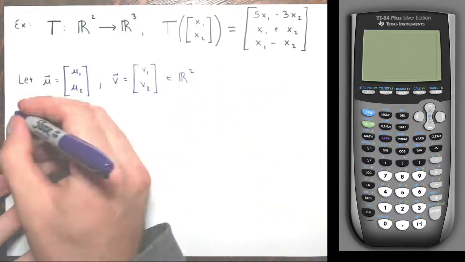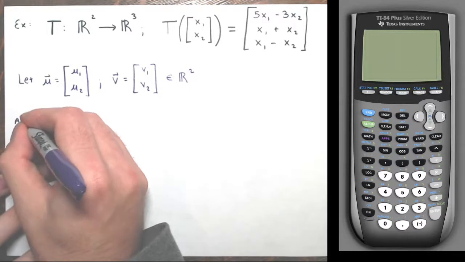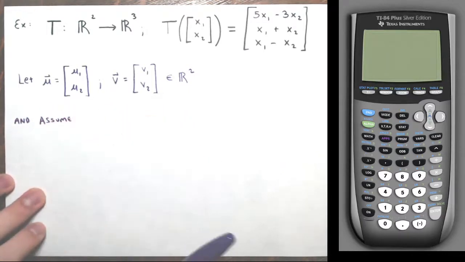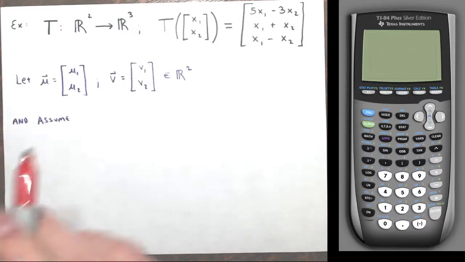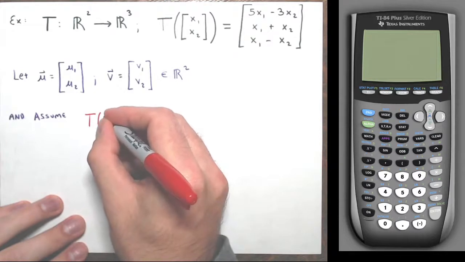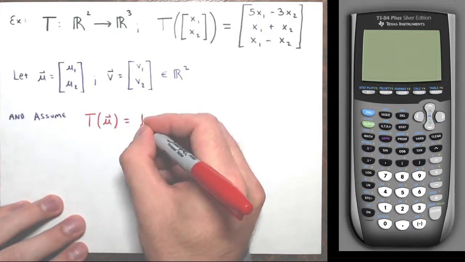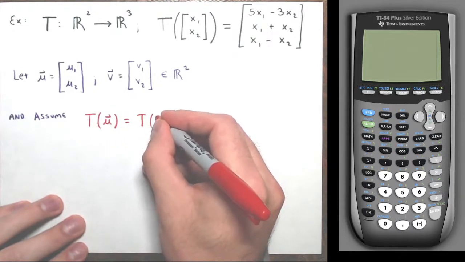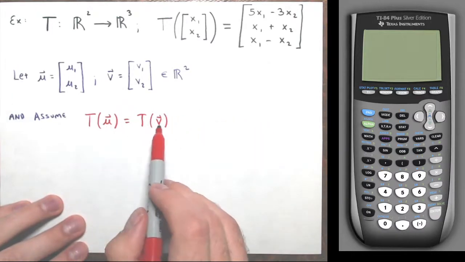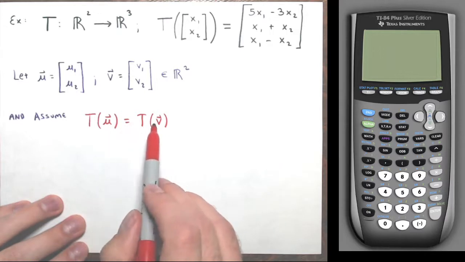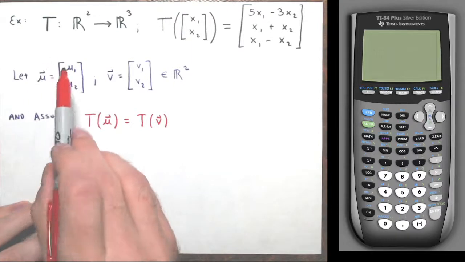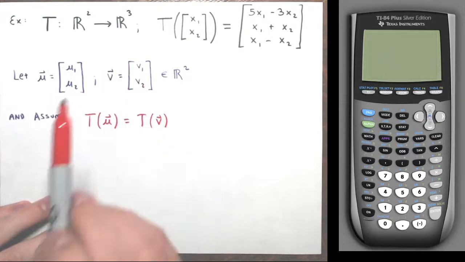All right, and we're going to assume that their images are the same under this transformation. So the image of u under t, we're going to assume that that's equal to the image of v under t, and then try to show that u is equal to v. If I can show that the inputs are the same, then we have a one-to-one transformation. So show that u1 equals v1 and u2 equals v2, basically.